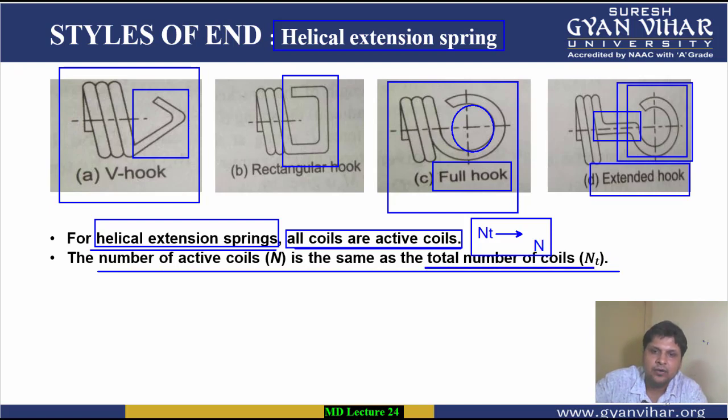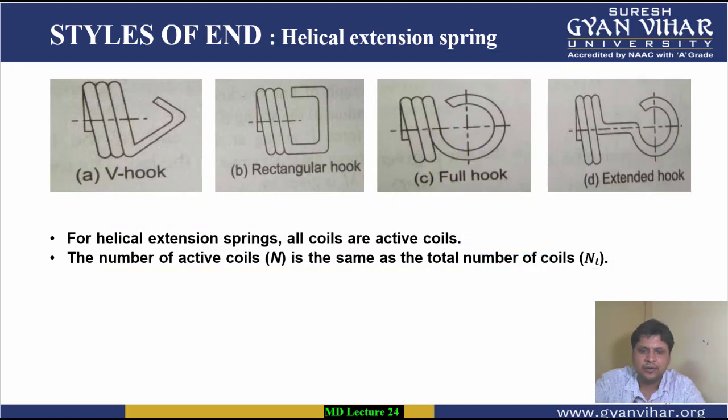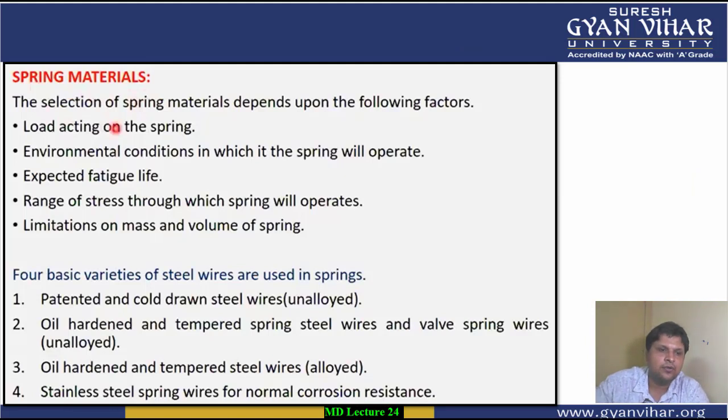All right, now students, let's move further and talk about the different types of materials which are used for manufacturing of spring. So spring materials, first of all, the selection of the spring materials depends on a number of factors. What are those factors? First is the load which is acting on the spring. The amount of load acting on the spring is a very important consideration in deciding the material used for manufacturing of a spring.